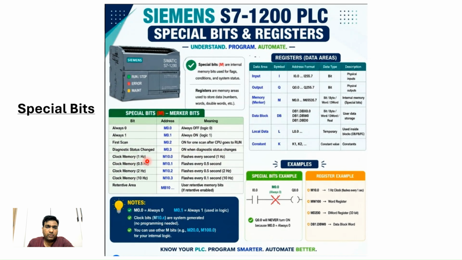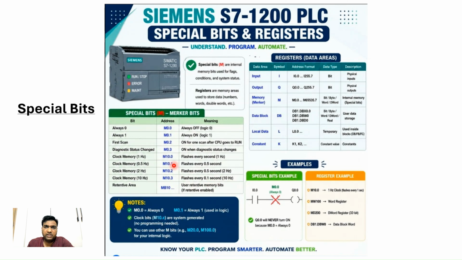Clock memory 1 hertz means a clock pulse every second; every second it will be on. Clock memory 0.5 hertz means a pulse every 2 seconds. Clock memory 2 hertz means a pulse every 0.5 second. Clock memory 10 hertz means it pulses every 0.1 second. And then the retentive memory bits.